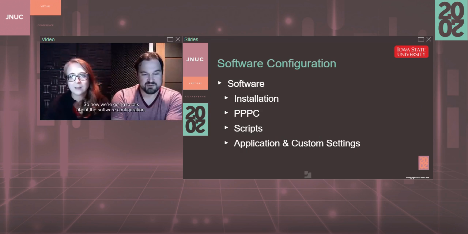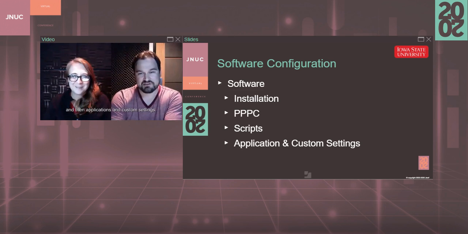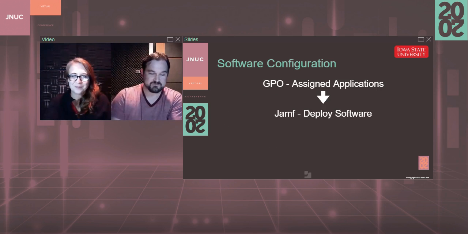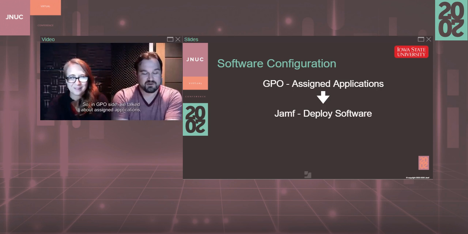All right, my turn. So now we're going to talk about software configuration, software installation, the privacy policies, preferences, policy control, scripts, and then applications and custom settings. So GPO side will talk about assigned applications, and Jamf will talk about how to deploy software.